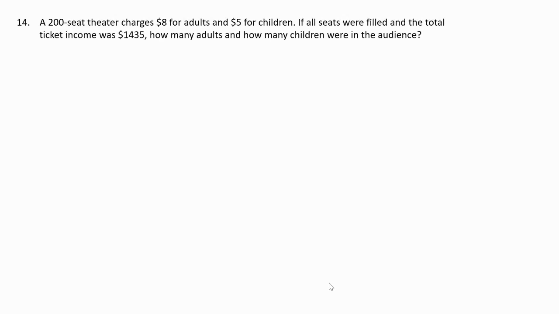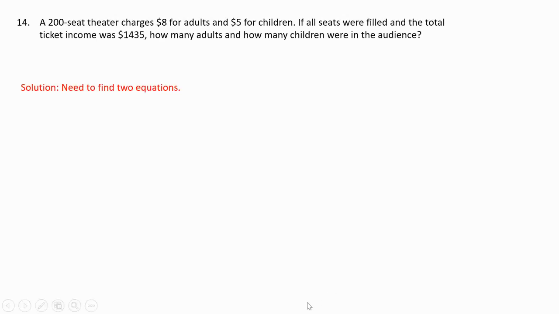Okay, now how do you apply this type of problem in a real-life situation? I'm going to show you an example here. It says, number 14, a 200-seat theater charges $8 for adults and $5 for children. If all seats were filled and the total ticket income was $1,435, how many adults and how many children were in the audience? So this is the plan.